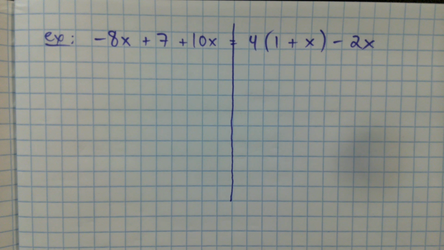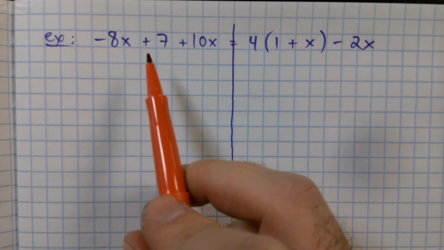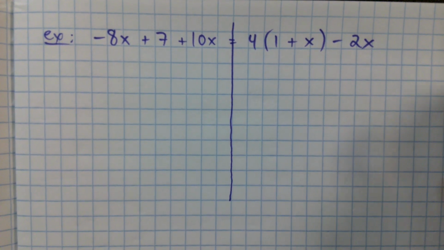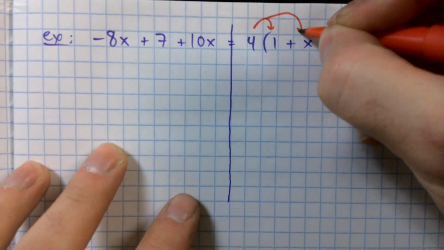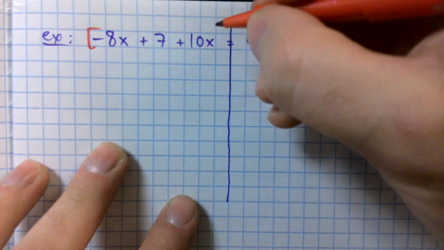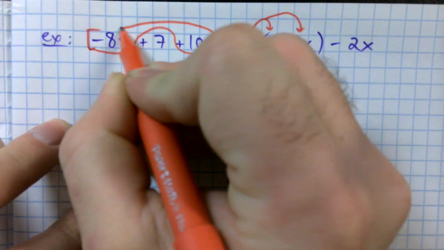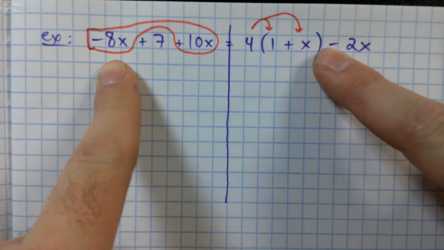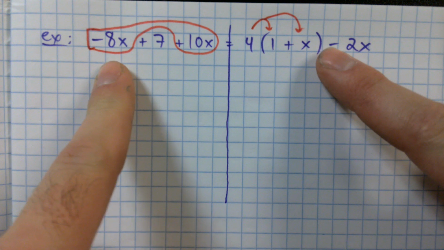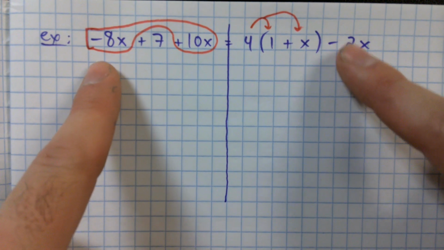What do I want to do first? Distribute the 4. I could combine like terms first too, but that's all right. I'm going to distribute first. Actually, I feel like we're ready. Let's do them both at the same time. Save ourselves a line. So I'm going to circle up my little x's on the left, and I'm going to distribute on the right. I'm going to do it at the same time, so don't get freaked out.